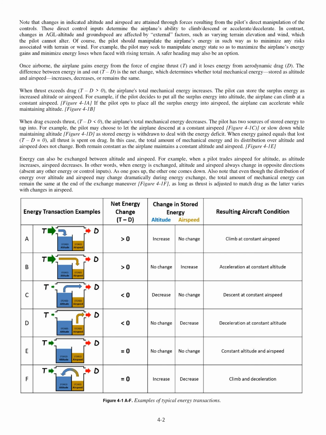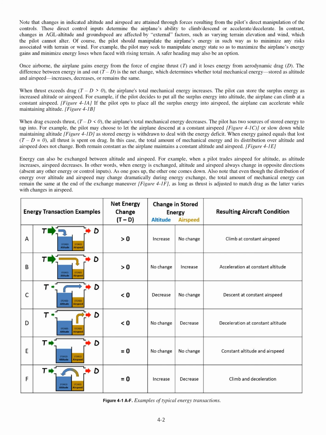Once airborne, the airplane gains energy from the force of engine thrust, T, and it loses energy from aerodynamic drag, D. The difference between energy in and out, T minus D, is the net change, which determines whether total mechanical energy, stored as altitude and airspeed, increases, decreases, or remains the same. When thrust exceeds drag, T minus D greater than 0, the airplane's total mechanical energy increases. The pilot can store the surplus energy as increased altitude or airspeed.